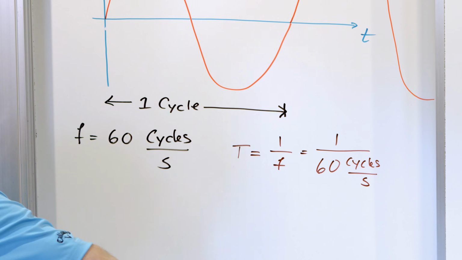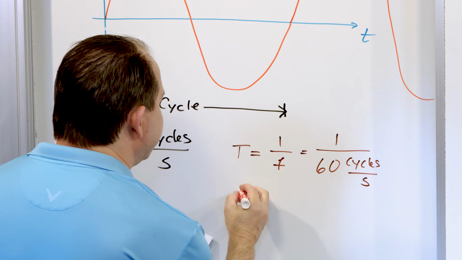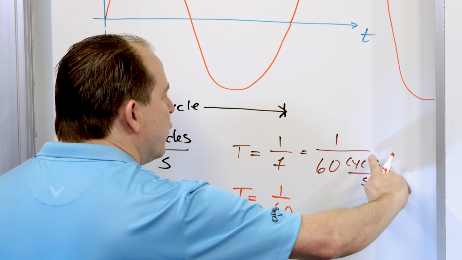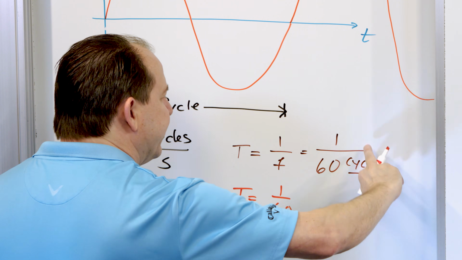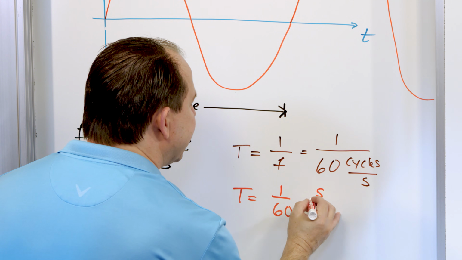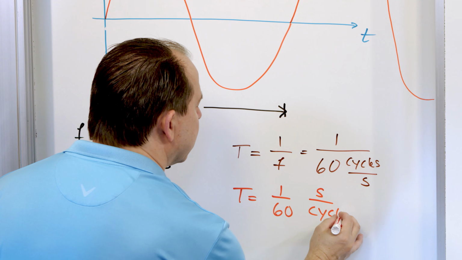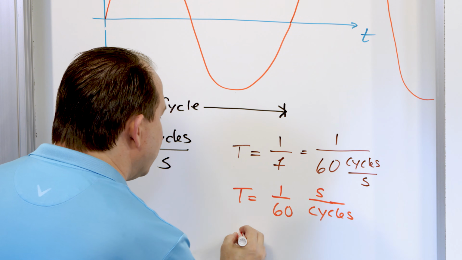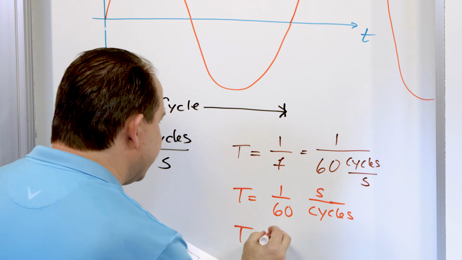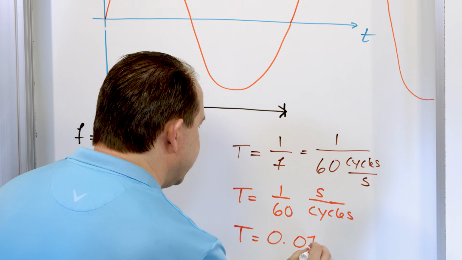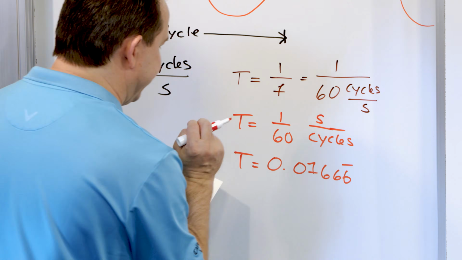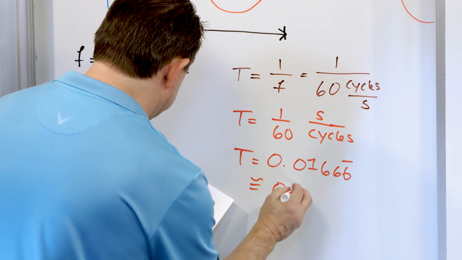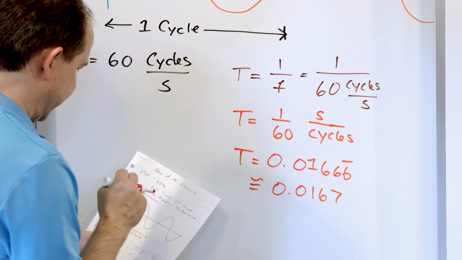But remember, how does this work mathematically? What this means is that the period, the number is just going to be 1 over 60, and the units, remember, when you have a fraction divided by a fraction, you flip and multiply, so it becomes seconds on top and cycles on the bottom. Flip and multiply, right? So whenever you do 1 over 60 in a calculator, you get 0.01666 repeating on the sixes, which is approximately equal to 0.0167. I'm just rounding it now.